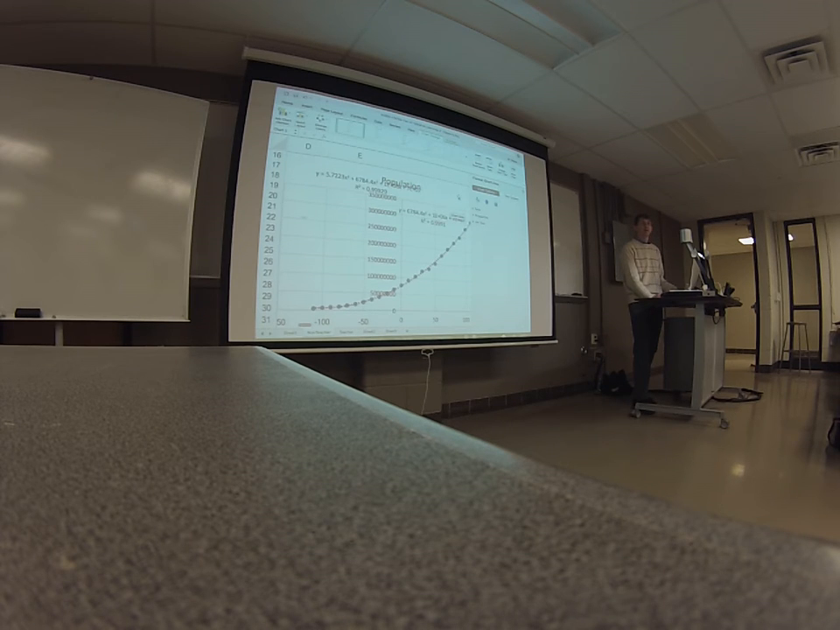So should we go with the cubic? Try the fourth power, okay. See if we can. Okay, so there's a fourth power, R squared went up. There's a fifth power, R squared went up again. There's a sixth power, R squared went up again.